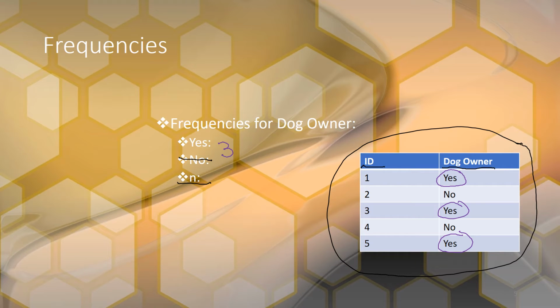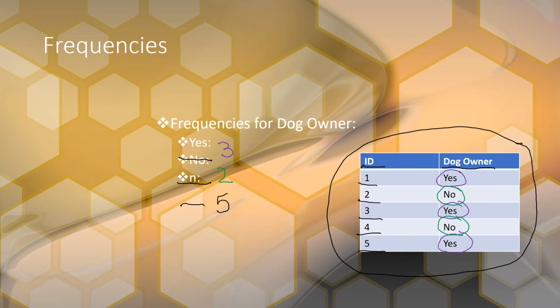Then we want to count how many people are in the no category. There's 1, 2. And then if you want to get the sample size, which is a little n, you want to count how many people are in the sample. So we had 1, 2, 3, 4, 5 people.